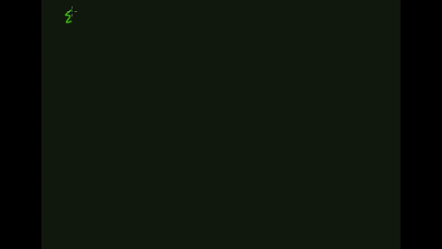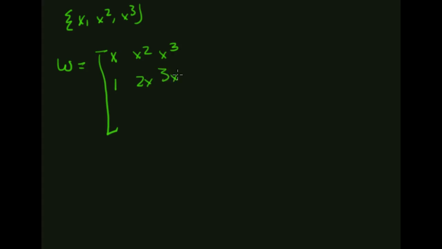Okay, so let's give an example of that. Let's say I have the set of functions x, x squared, x cubed, and I want to take the Wronskian of this set. So the first row is just going to be x, x squared, x cubed. The second row is the derivative of these. And the third row is the second derivative of each of them. Now, we have to take the determinant of this. So this is a determinant, right? So this is going to give me a scalar back.